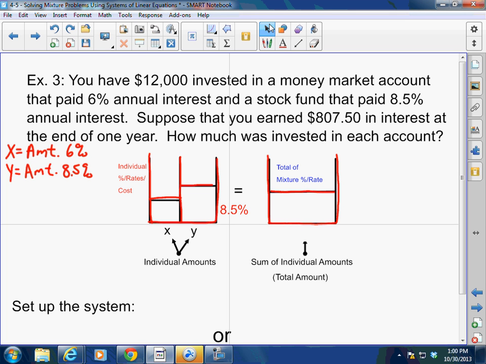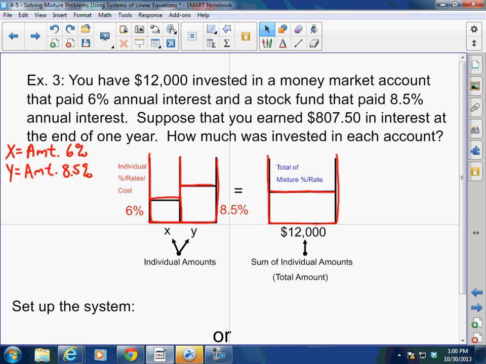Okay, what is the percentage paid for the X account? 6%. Very good. What is the percentage paid for the Y account? 8.5, which we already have. Now, what is the total amount of money that you could have put into both X and Y? 12,000. That's my total right here. Do you see that? Yes. We don't convert into a decimal yet, please.